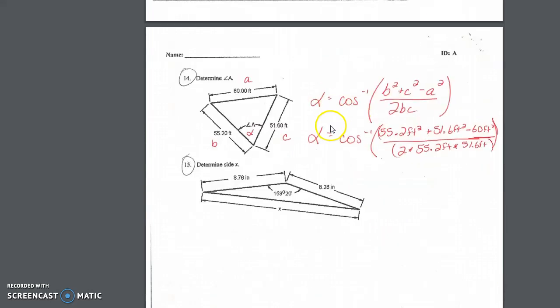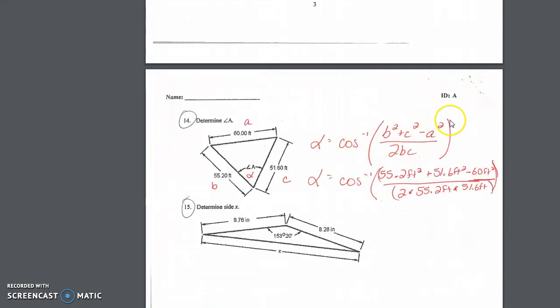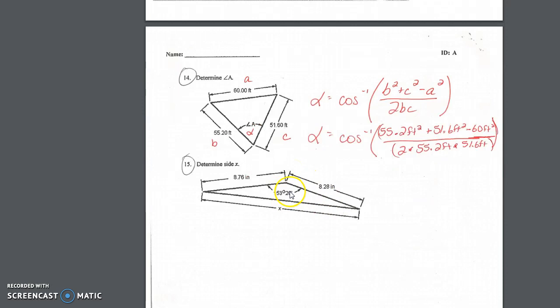Similarly, we're going to use that same law of cosines, but we're going to already have that alpha solved for. Alpha equals the cosine inverse of, in the numerator, b squared plus c squared minus a squared over 2bc. My alpha is my angle, my a is the 60 that's across from him. B is 55.2 feet, c is 51.6 feet. So try it on this guy.